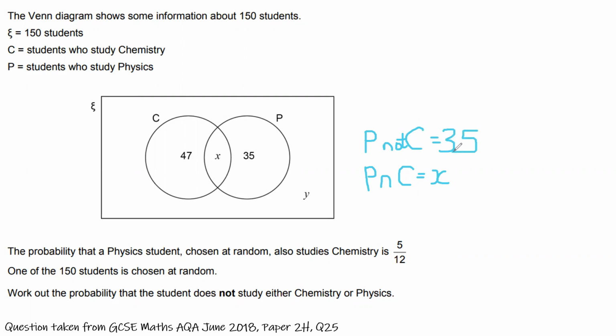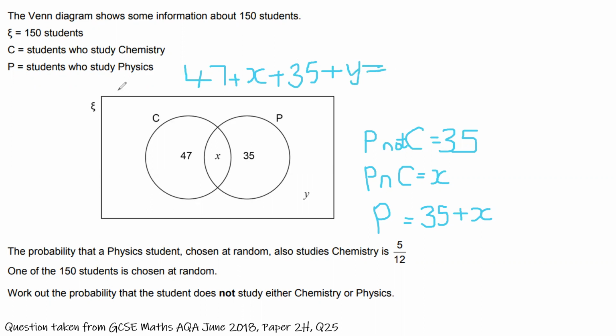And then what we need to try and work out is the total number of students who study physics. So all the students who study physics, those that do study chemistry and those that don't, is going to be 35 plus X. And obviously we don't know what X is at the moment, which just makes it a little bit more complicated. We also know that if we add up 47, X, 35, and Y, we get the total number of students, which would be 150.